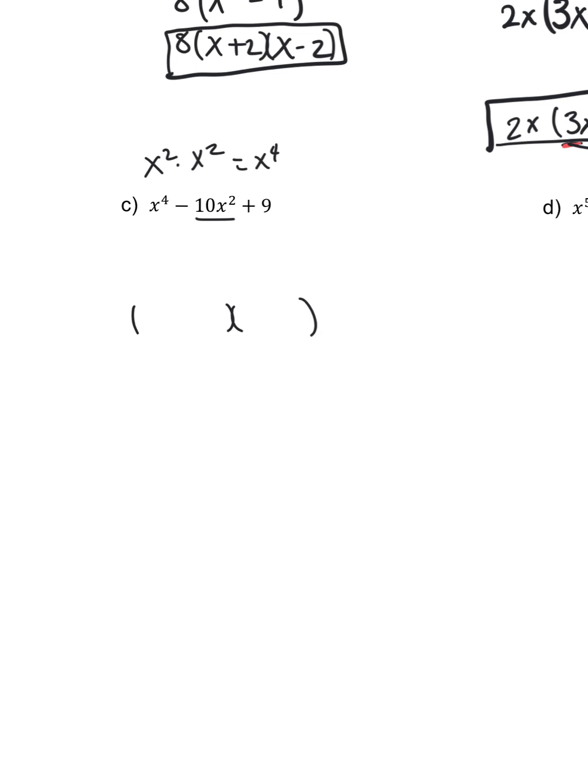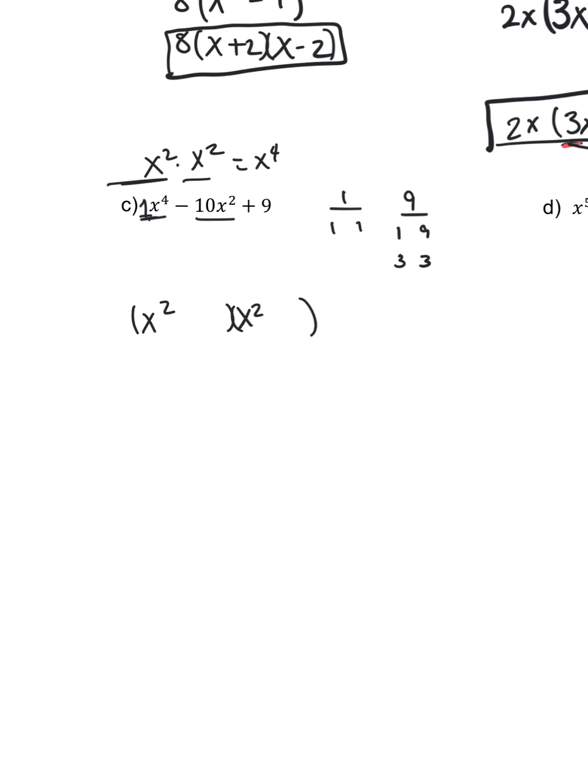Okay, there's nothing in common, no GCF. The number in front is actually a 1, so I have the factors of 1, which are 1 and 1, and the factors of 9, which are 1 and 9, and 3 and 3. Okay? But instead of putting x to the 4th, I'm going to think about this up here and do x squared times x squared. Again, if I FOIL this out, x squared times x squared is x to the 4th.